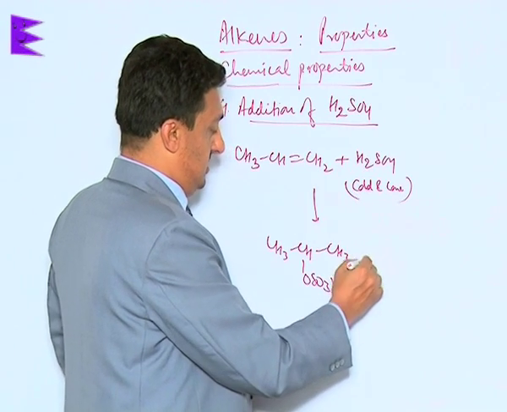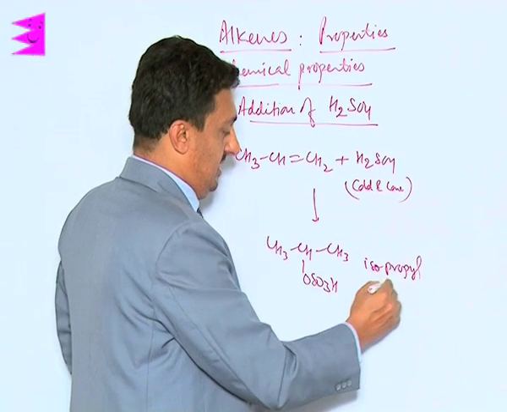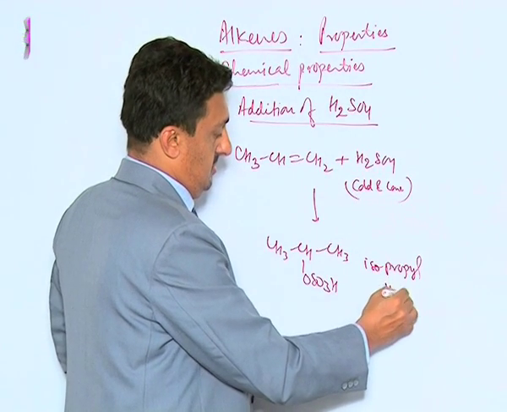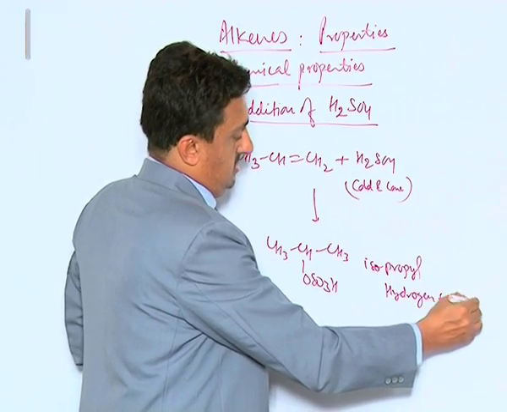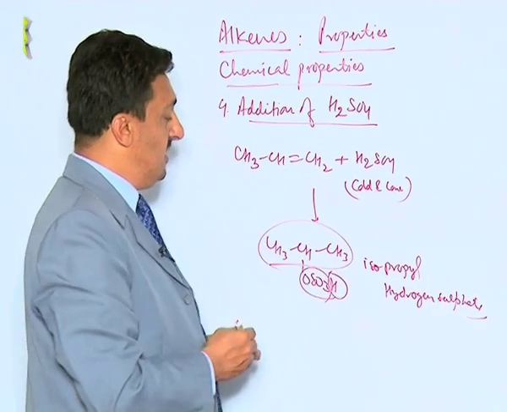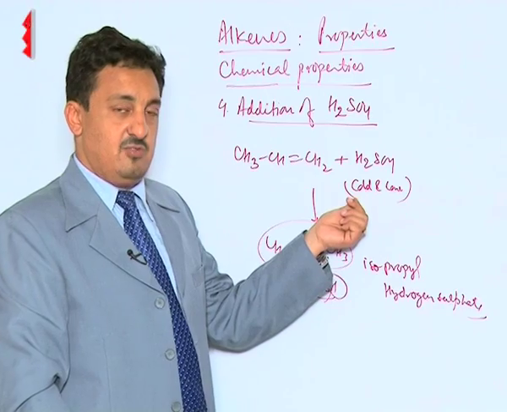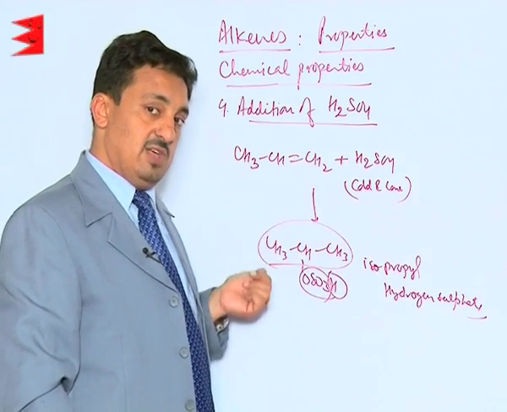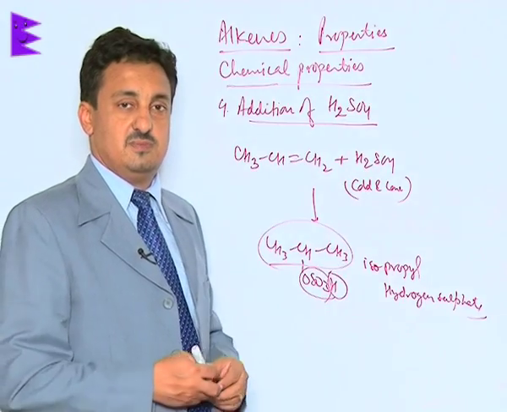The product formed is called an alkyl hydrogen sulfate. In this case it is isopropyl hydrogen sulfate. This is the hydrogen, this is the sulfate, and this is the alkyl part. So on addition of cold and concentrated sulfuric acid to an unsymmetrical alkene, which follows Markovnikov's rule, we get alkyl hydrogen sulfates as the product.